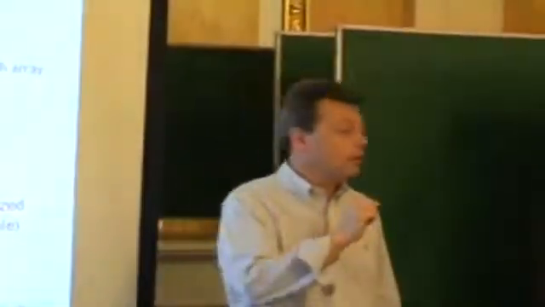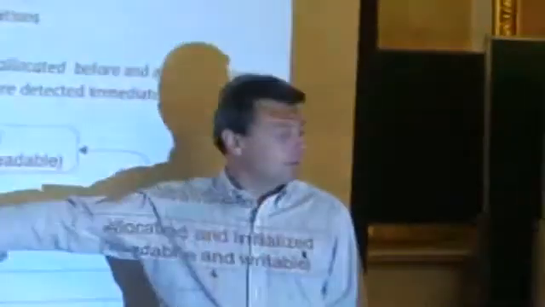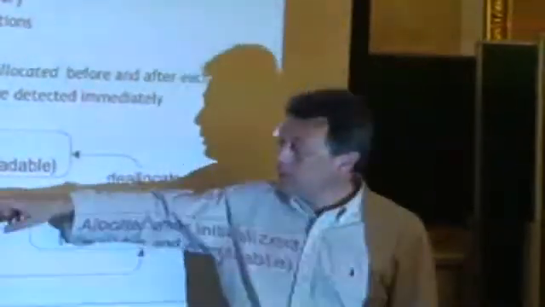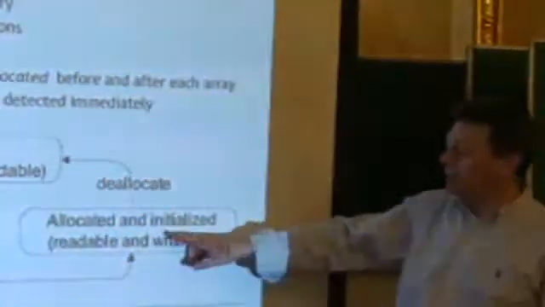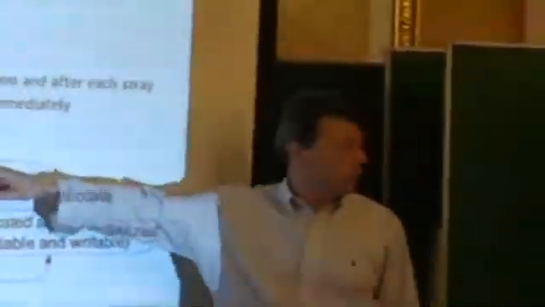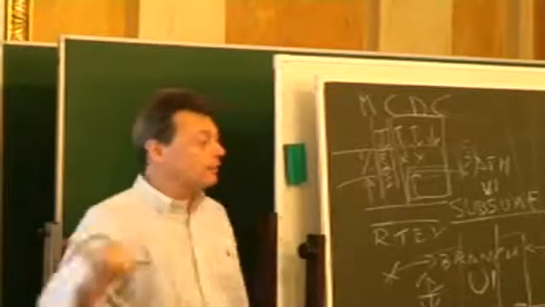And so all memory is initially not allocated. Whenever you allocate the memory, you go to the state allocated. If you deallocate the memory, you go back. If you actually initialize the memory, you go here. And if you deallocate the memory, you go back. And now each operation on that memory cell will be matched against the state.